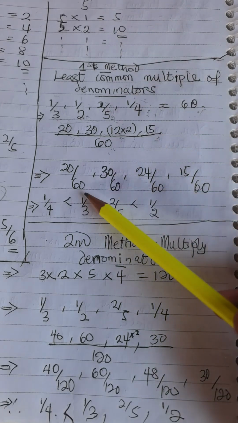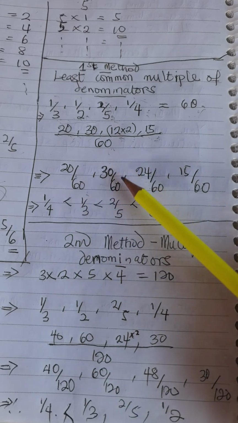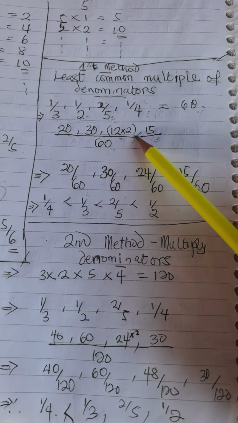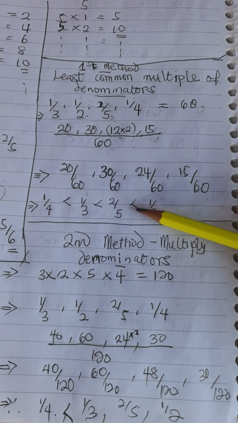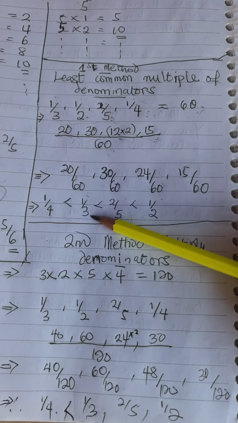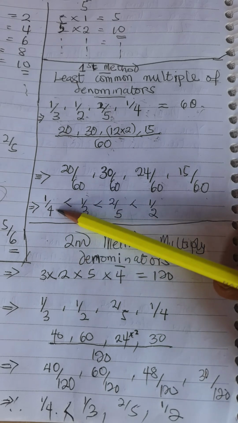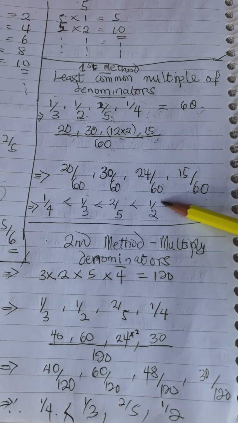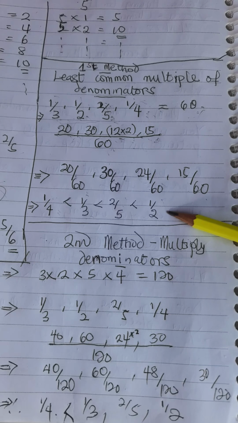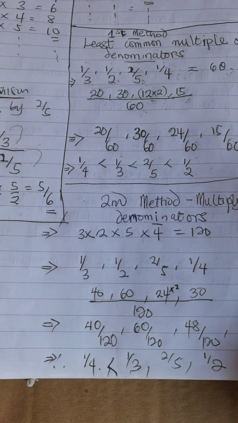So now you realize that you get 20 over 60, 30 over 60, 24 over 60 and then 15 over 60. So now ordering them in ascending order, you realize that 1/4 is the first one, the least one, following 1/3, then 2/5, and then the half. That is the method. It's as easy as that. This is the method that we have treated.